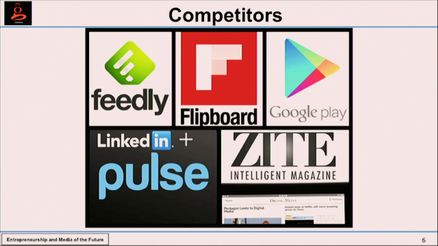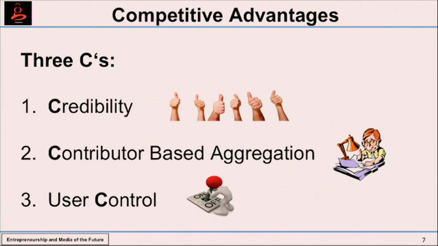That's what I would say are the main competitors to this application. But we as a team found out that there are some advantages NewsGuru has in contrast to them. And that is what we call the 3 Cs, which would be credibility, contributor-based aggregation, and user control. Credibility, because you can add your established sources you want to have in your own news stream, and you have to give permission to what you want to have in your news stream.